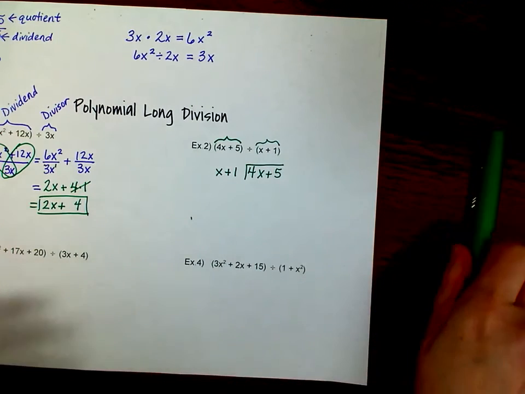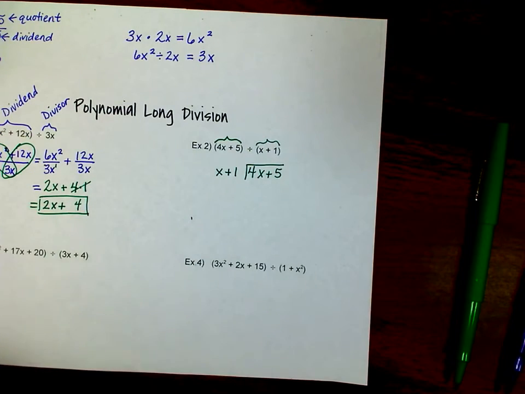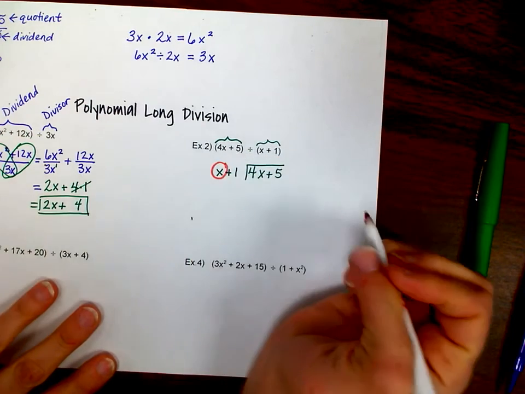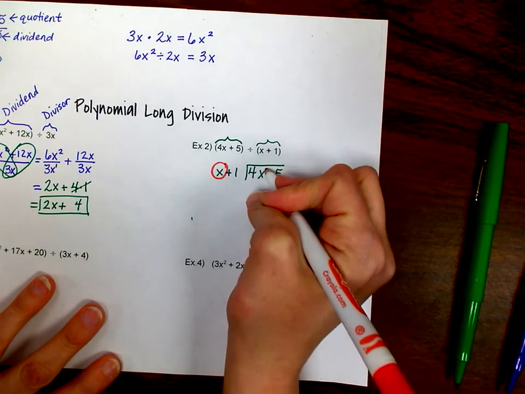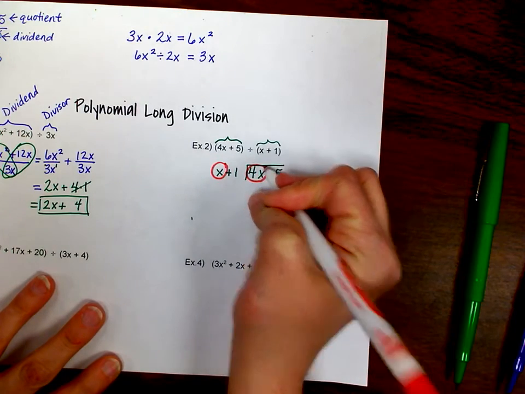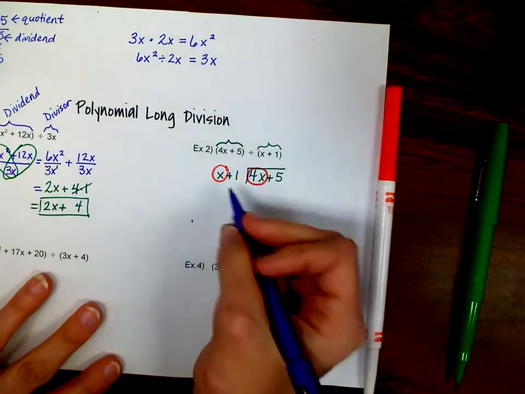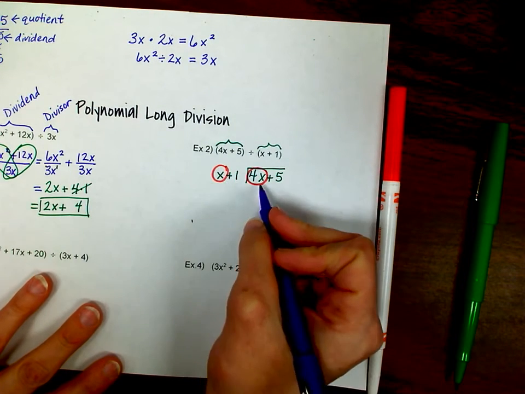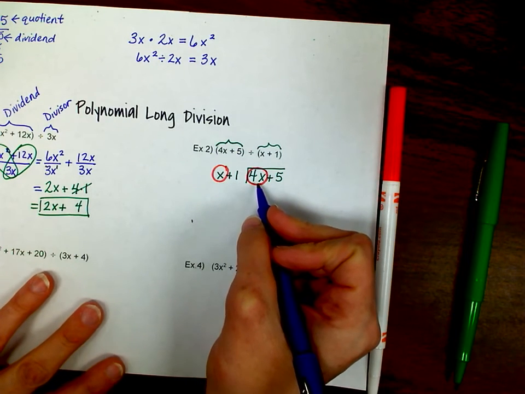Okay, so your first step whenever you're working out a problem like this is going to be to go ahead and recognize that you're going to take your first term, which is an x, and you're going to put it into the first term of the dividend. So we're going to ask ourselves, how many times would x go into 4x? And x times 4 would make 4x, so that means that x will fit into 4x 4 times.